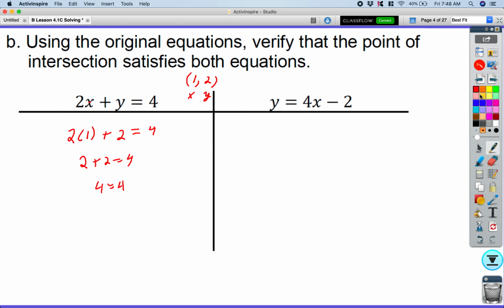You have just proven to me that 1, 2 is on this line. Now we're going to do the same over here. This would give me 2 equals 4 times 1 minus 2. This gives me 2 equals 4 minus 2, to get 2 equals 2. And then we're done. You have verified that this point is on both lines, because two lines can only intersect at one point. When you verify that a point is on the line and you get a true statement, that proves that this point is on that line. So this point is on both lines.